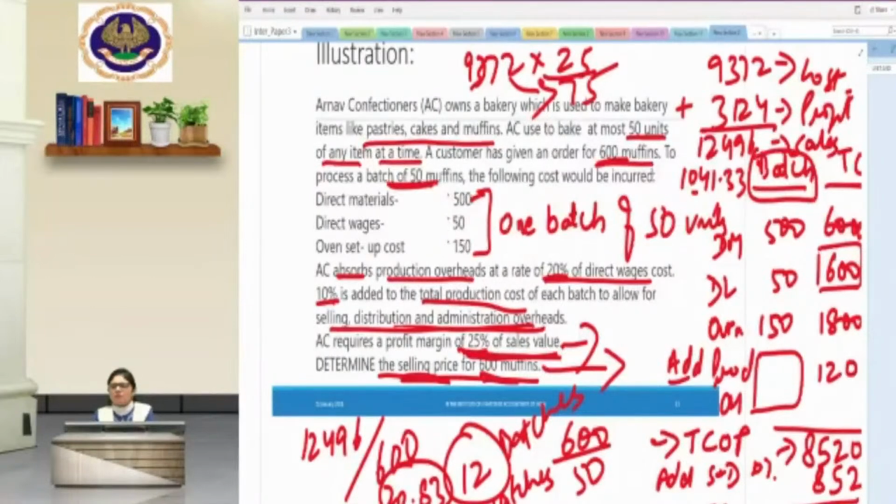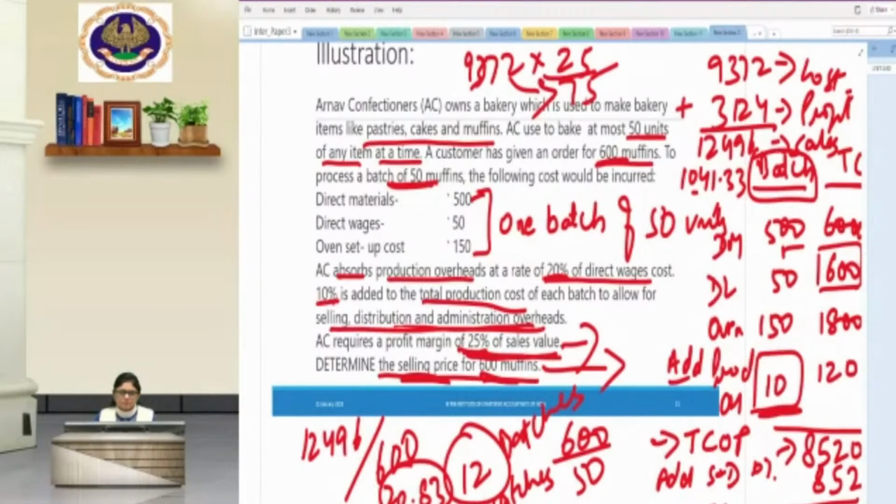All right. So 6,000 is for 600 muffins, so 6,000 into 50 divided by 600. Of course, you will get 500. Similarly, you keep on doing this for every item of cost. What is the production overhead? Cost per batch of production overhead: 120 into 50 divided by 600, it will be 10.